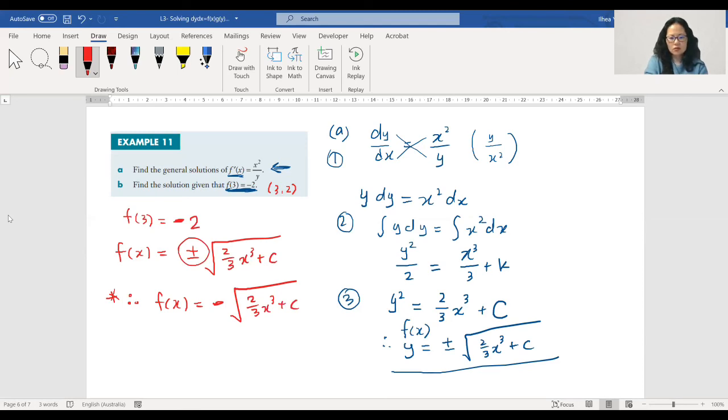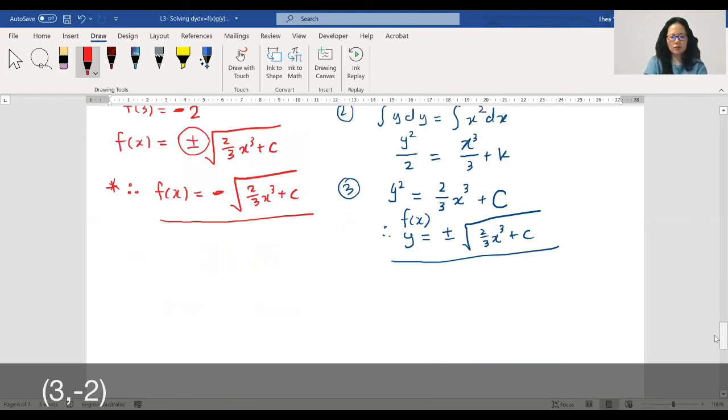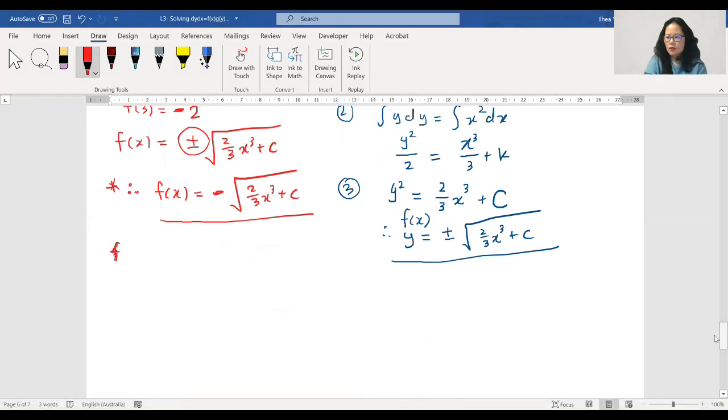I'm going to just use this, and then use the point, the 3 and negative 2, to find c. Because it says find the solution, we have to find the whole thing, without any unknown values like c here. So I'm going to put in 3 and negative 2. So I'm going to go negative 2 equals negative the square root of 2 over 3, and x was 3.